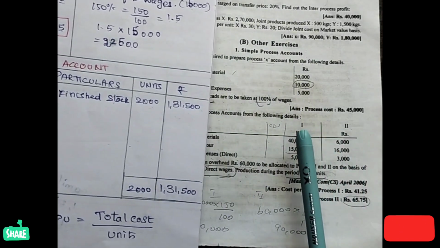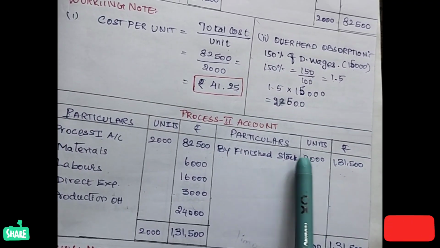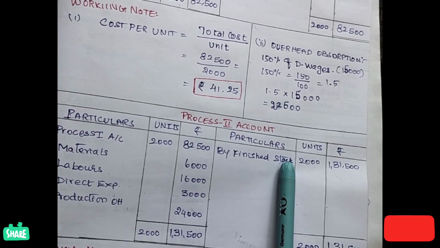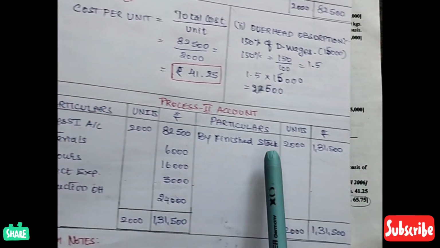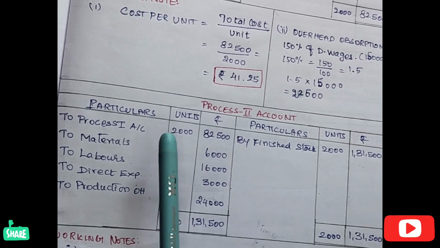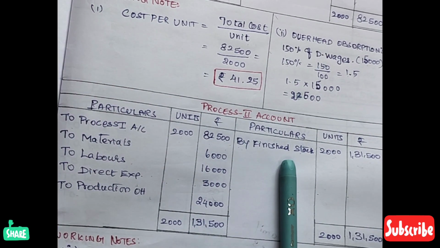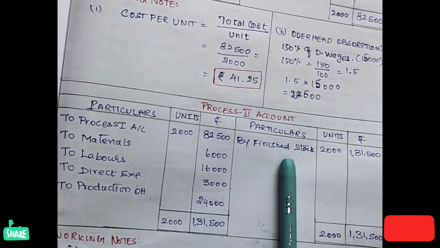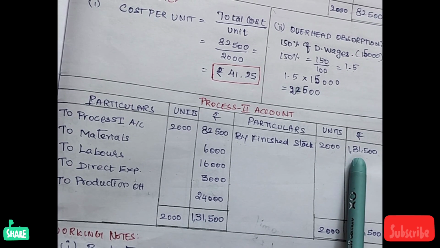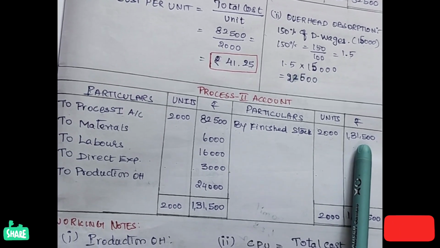Okay, there are 2 processes given here. At the end of the second process, you should write against this value by finished stock. So at the end of the process 2, by finished stock, because from the raw material through the second process you get this finished stock. The finished stock output is 2,000 units and the total cost of process 2 is 1,31,500 rupees. Got it?